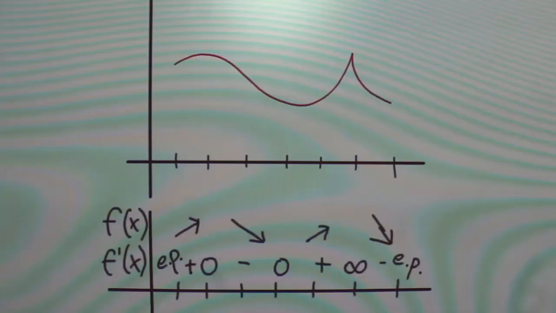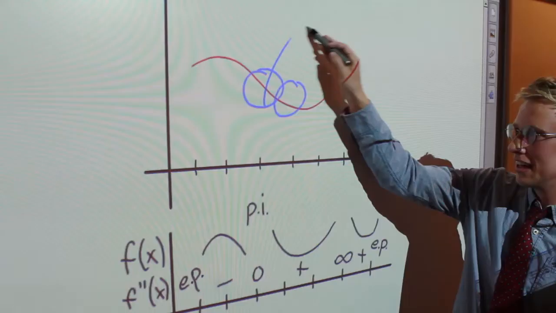The arrows represent whether f of x is moving up or down, and they correspond with the plus and minus symbols, which tell you whether f prime of x is positive or negative. Zeros represent critical points where f prime of x is neither positive nor negative. For f double prime of x, the curves represent if f of x is concave up or concave down, and the zeros mark the points of inflection.